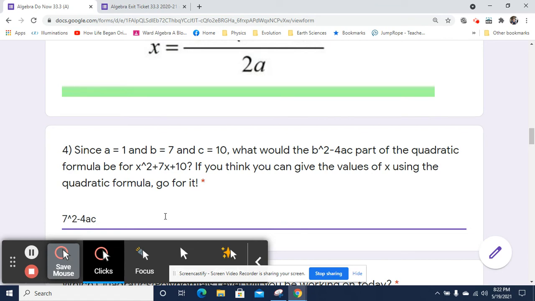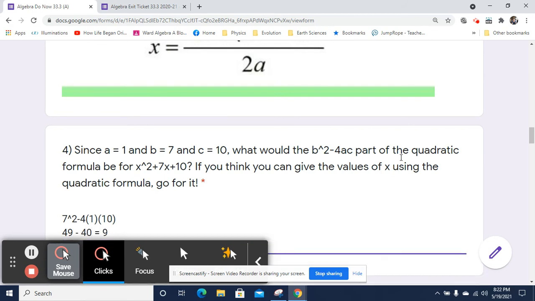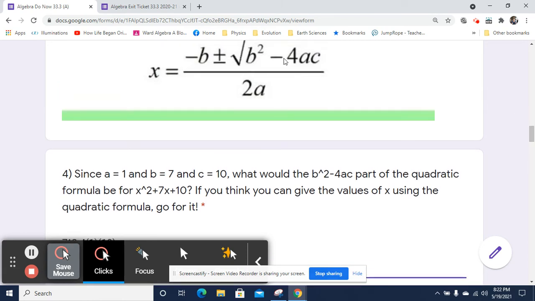And then instead of a, we're going to have 1, and instead of c, we're going to have 10. So we've got 7 squared minus 4 times 1 times 10. That's going to simplify into 49, because that's 7 squared, minus 4 times 1 times 10, which will be 40. So that will equal 9. What that tells us is that what's inside the square root is a 9, so that's going to end up being plus or minus 3.